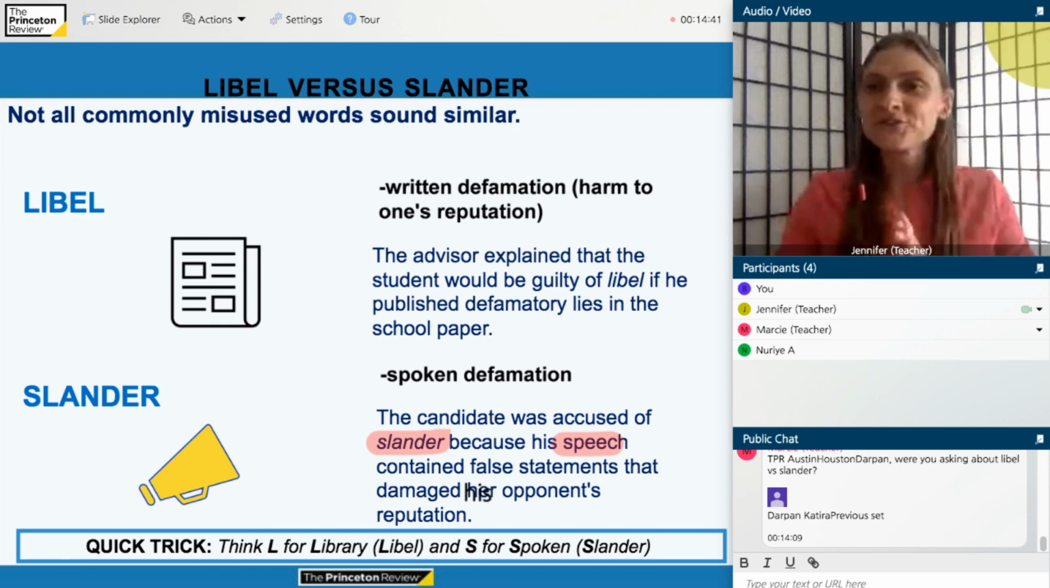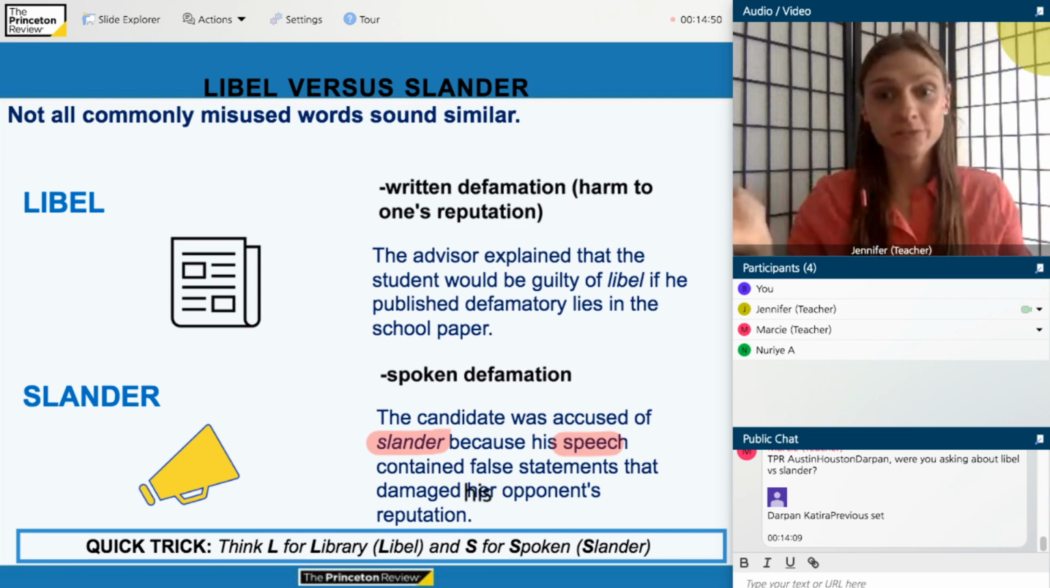Okay, so just to recap here, L for library, libel, because libel is written, just like books, and S, spoken, slander, even speeches and speaking, all of that start with S, so they all go together.